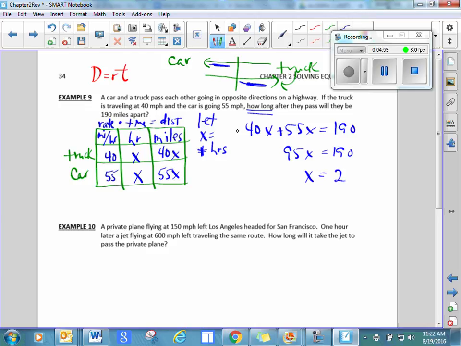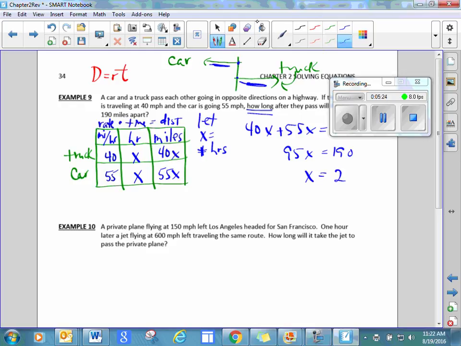So you've got a car and a truck passing each other. They're going in opposite directions. And at some point in time, right here, they pass each other. So at this point, we don't really care about the distance the car has traveled up to that point, and we don't really care about the distance that the truck has traveled up to that point. What we're talking about now is the distance that they're now traveling after they pass each other.